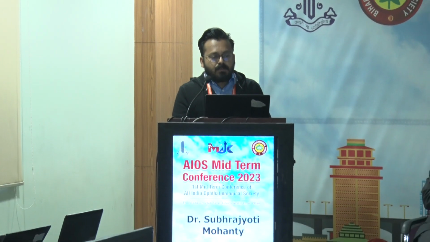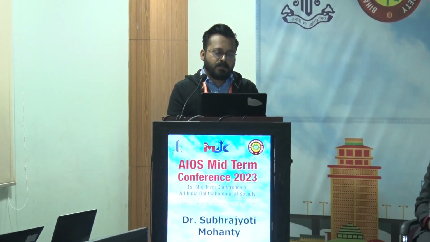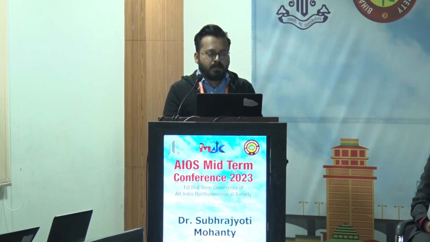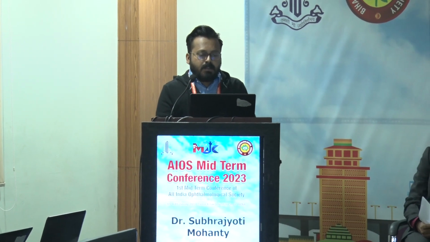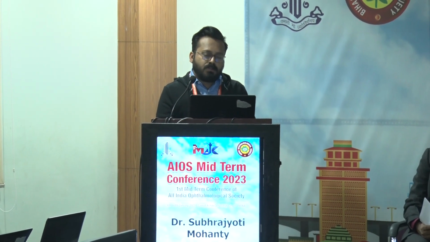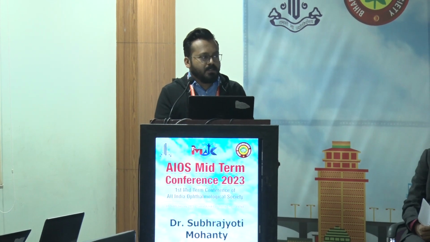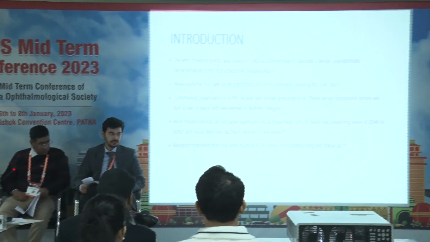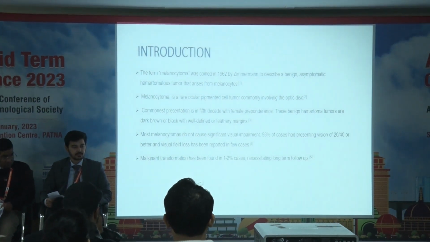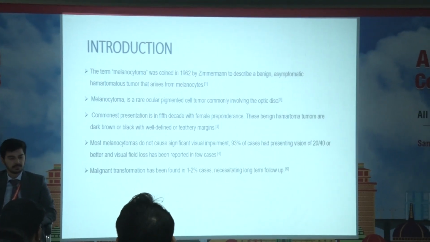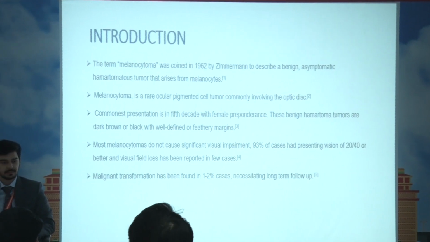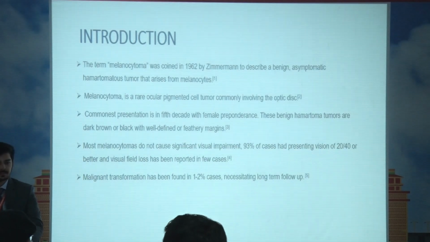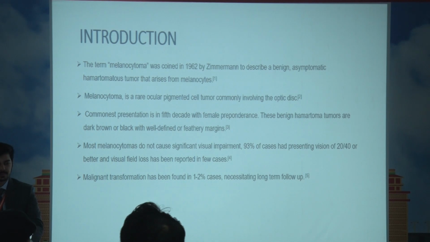Beginning with the introduction, the term melanocytoma was first coined by Zimmerman in 1962, who described it as a benign asymptomatic hamartomatous tumor arising from melanocytes. It's a rare ocular pigmented cell tumor which commonly involves the optic disc, and its commonest presentation is in the 5th decade of life with a female preponderance. Most of these melanocytomas do not usually cause significant visual impairment. 93% of cases had presenting vision of 20/40 or even better, and visual field loss has been reported in a few cases. Malignant transformation has been found in 1 to 2% of cases, hence necessitating long-term follow-up.